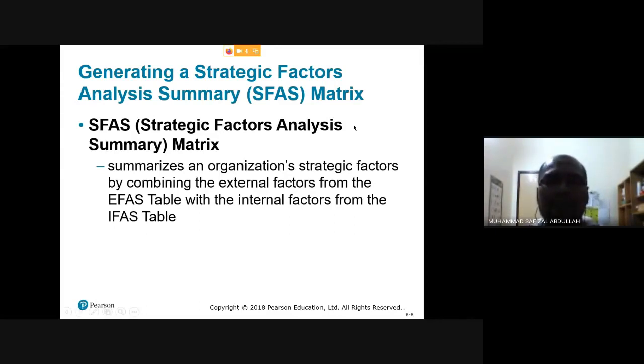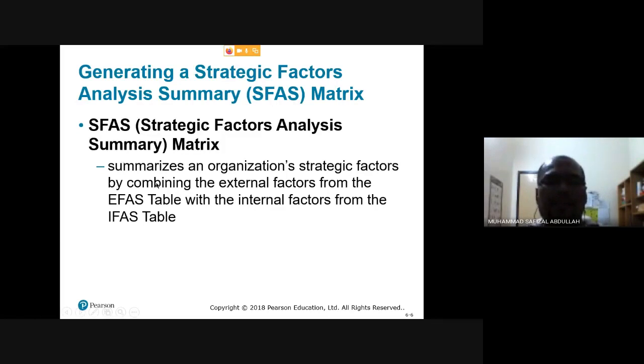Alright. Okay. So this is the first learning objective, which is the SFAS matrix. SFAS stands for strategic factor analysis summary. Unlike the IFAS and the EFAS, the SFAS is the summary matrix. You combine the EFAS and the IFAS table in one table called SFAS.